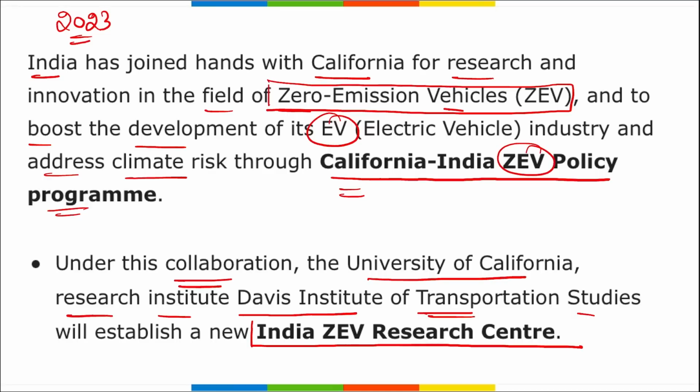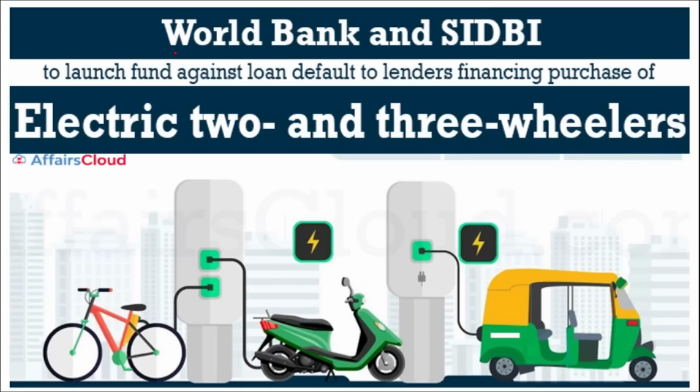Here ZEV stands for zero emission vehicles. Somewhere it is written EV, that means electric vehicles. Next, World Bank and SIDBI has launched a fund against loan default to lenders financing purchase of electric second and third wheeler tires, that means two wheelers and three wheelers.